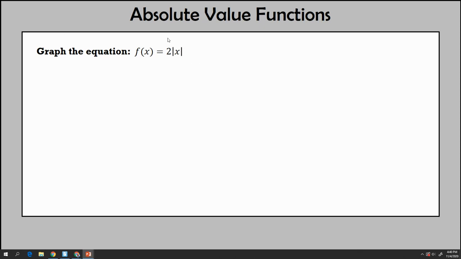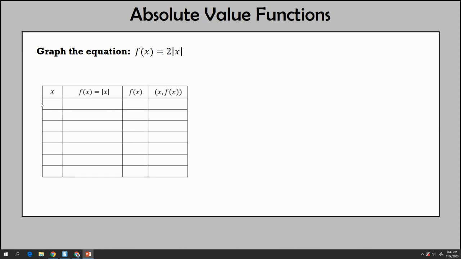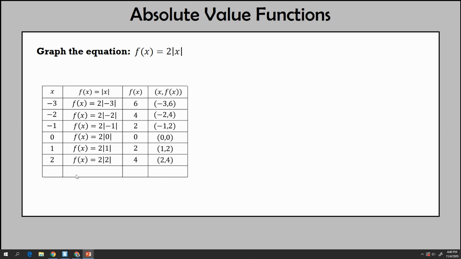All right, so let's look at this one. Graph the function f of x equals 2 times the absolute value of x. Again, let's make a table and input, output. -3. So it's 2 times the absolute value of -3. We know the absolute value of -3 is 3, times 2 is 6. So -3, 6. Pretty simple, right? The absolute value of -2 is 2, times 2 is 4. So -2, 4. -1. 2 times the absolute value of -1 is 2, right? 0 will give me 0. 1 is 2 again. 2 is going to be 4. And 3 is going to be 6.